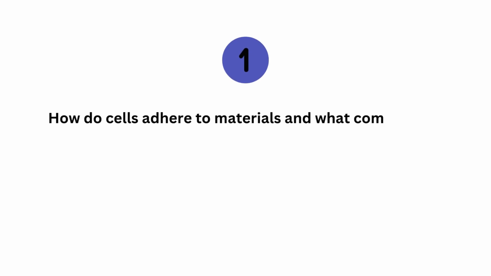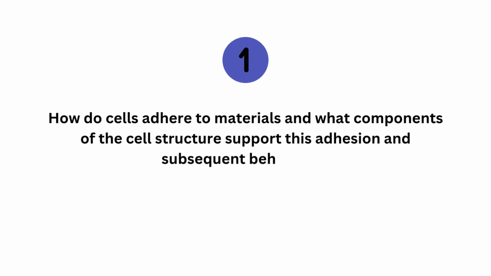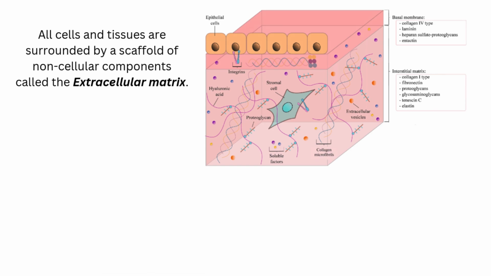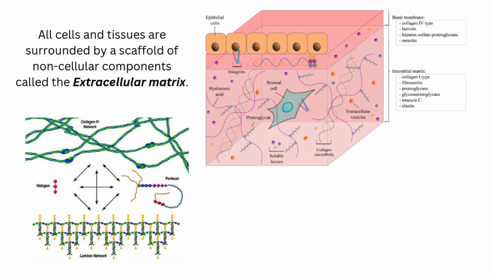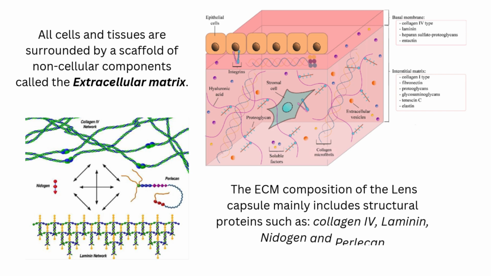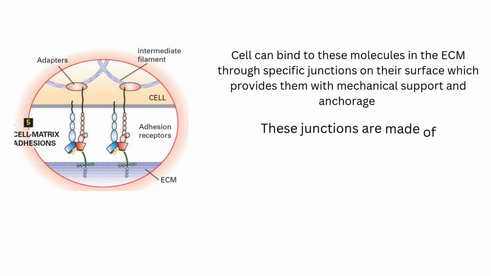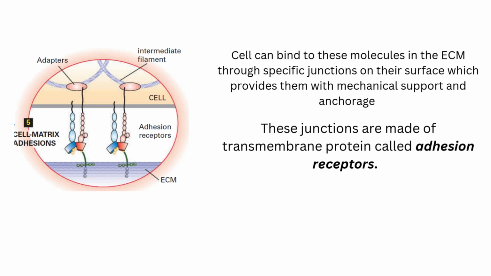How do cells adhere to materials and what components of the cell structure support this adhesion and subsequent behavior? All cells and tissues are surrounded by a scaffold of non-cellular components called the extracellular matrix. It is an extensive network of different proteins and other macromolecules. The ECM composition of the lens capsule mainly includes structural proteins such as collagen 4, laminin, nidogen, and perlecan. Cells can bind to these molecules in the ECM through specific junctions on their surface, which provides them with mechanical support and anchorage. These junctions are made up of transmembrane proteins called adhesion receptors. An example of an adhesion receptor is integrin.